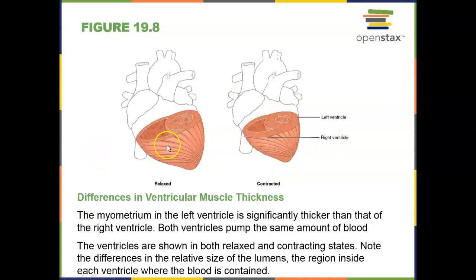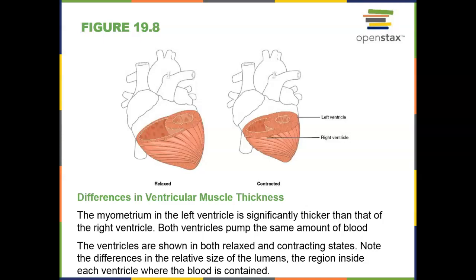And if you look at the ventricles, you can see that there's a huge difference in size. So the right ventricle has a very thin layer of myocardium. The left ventricle has a very thick layer of myocardium. And again, over here when they're contracted, you still see that myocardium is much thinner on this side than this side. So the reason for that, sorry, both ventricles are pumping the same exact amount of blood.